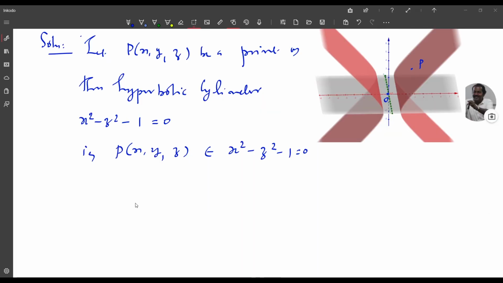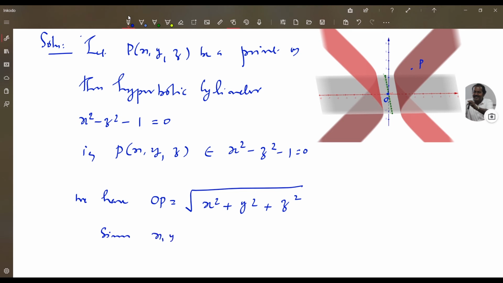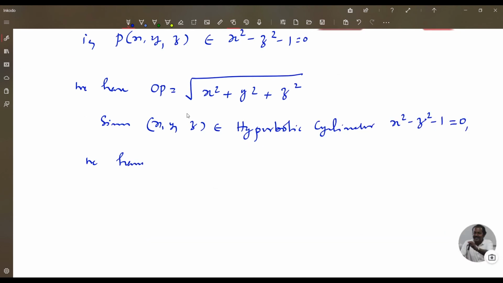So we have considered a point P on the hyperbolic cylinder and you have the origin O. So you have to minimize the distance between O and P. So you consider OP. We have OP equal to square root of x square plus y square plus z square. And since (x, y, z) belongs to the hyperbolic cylinder, x square minus z square minus 1 equal to 0, we have z square equal to x square minus 1.